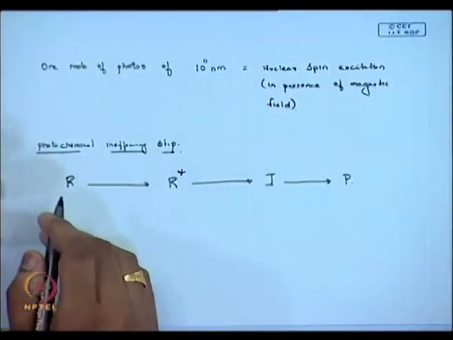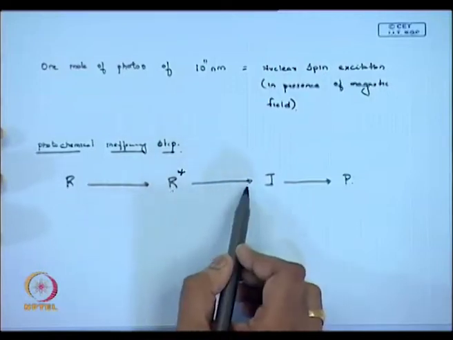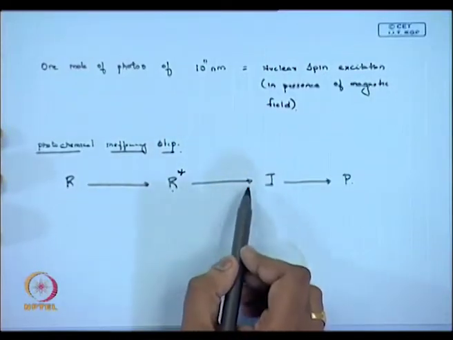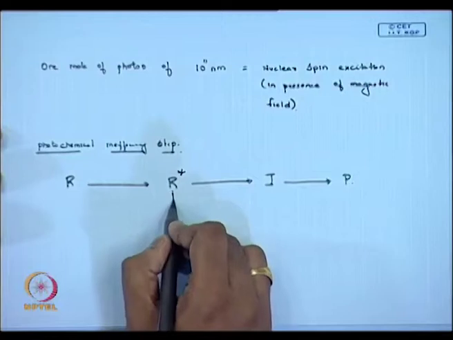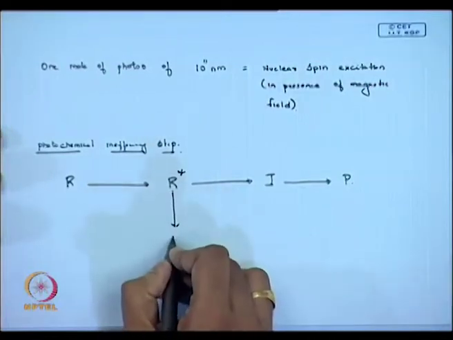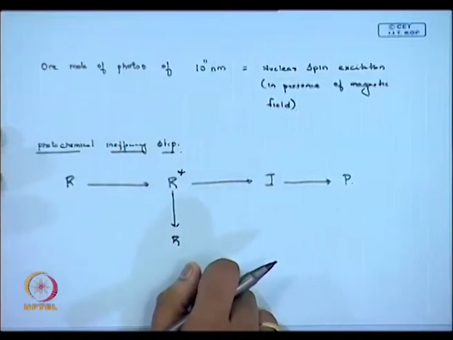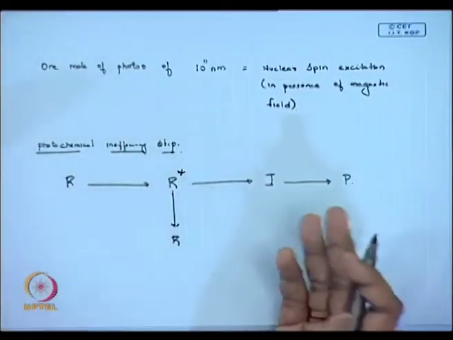but it is not true in all cases that your R star should give you the intermediate I. Sometimes your R star can undergo a process to give you the starting material R back. For example, in the fluorescent process, your R gets excited to your R star, it does not undergo an intersystem crossing to give you an intermediate. Instead, this R star can come back to your R itself. So, it gets excited and gets back to your starting material itself.